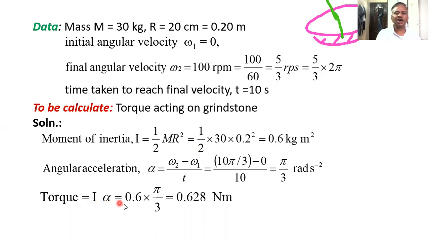Now I know the value of I, I know the value of alpha. Torque equals I into alpha. I value is 0.6. Alpha value is 5 by 3. It becomes 0.628 Newton meter.